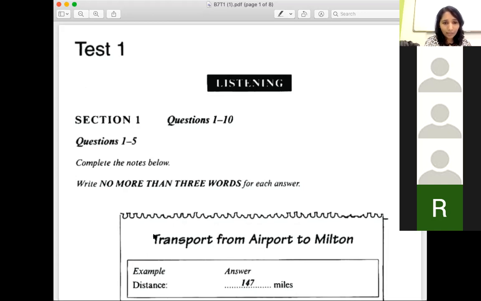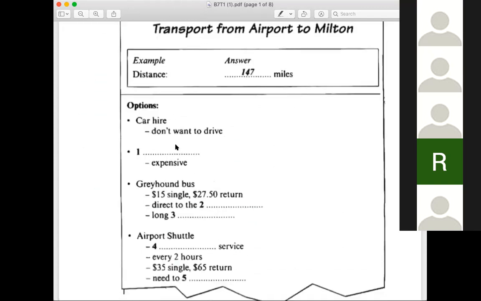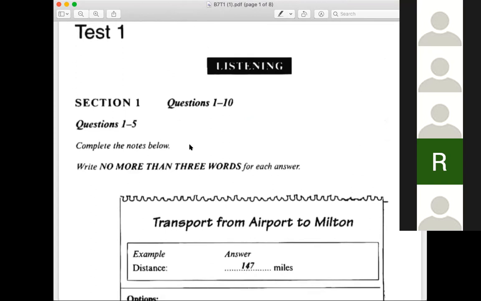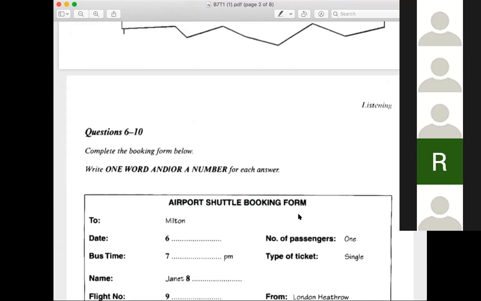So you see this question, transport from airport to Milton. Where on earth can I find it? Just go to Google, type in whatever you see, transport from airport to Milton, IELTS listening, and you'll get the audio for that. Even if you have the questions and you don't know the audio, just type in whatever you see and put IELTS listening. Or you just put airport shuttle booking form, IELTS listening, and you'll get your audio as well as everything.